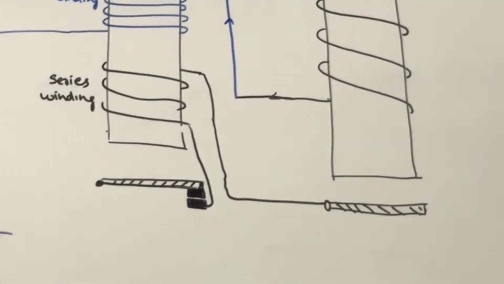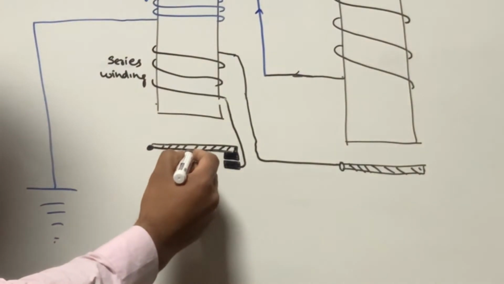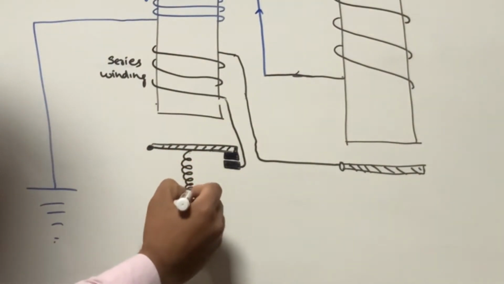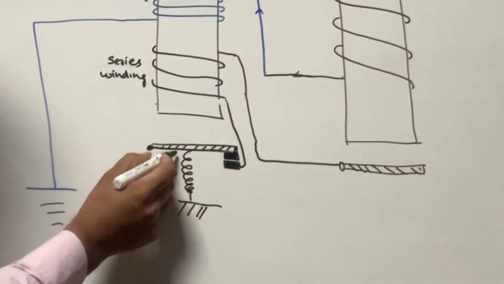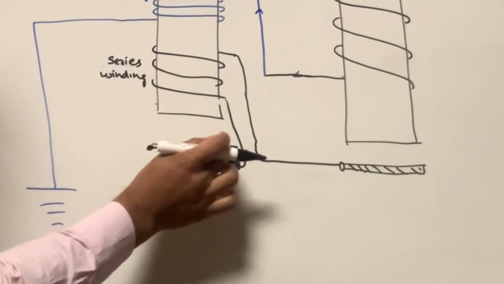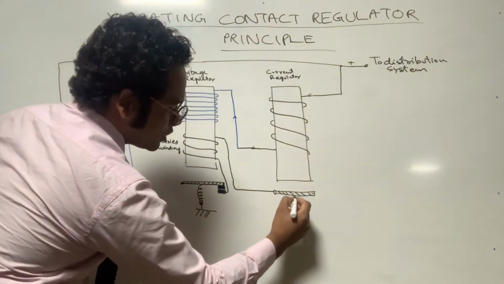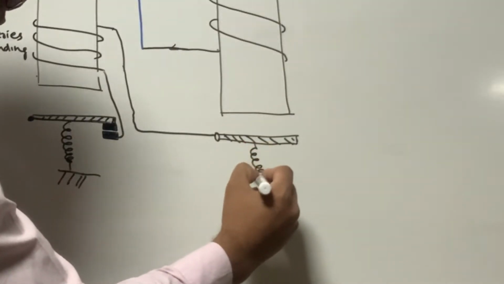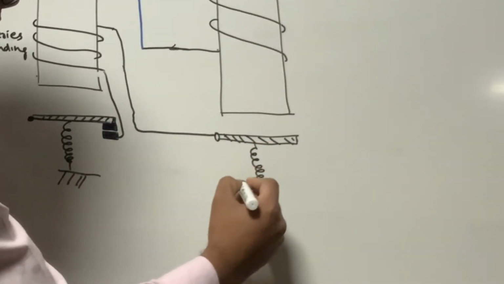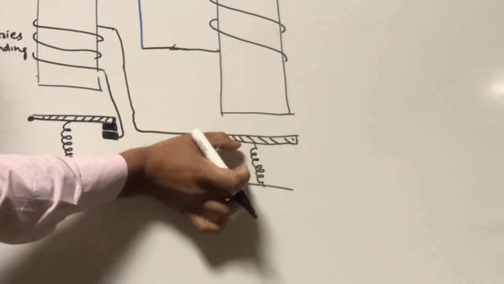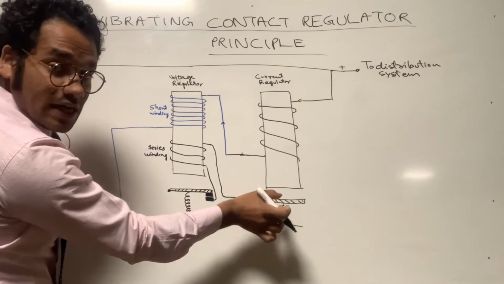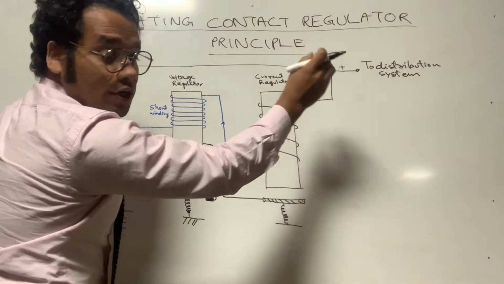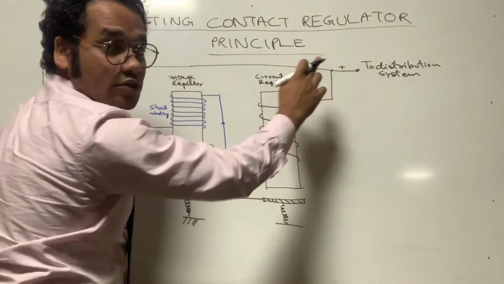Okay, this armature, by means of spring tension, is connected to a mounting. So this is a mounting, and this is a spring to which the armature is connected. Here also there is a spring on this side. Okay, the tension of this spring, how much will it be friends? The tension of this spring is adjusted according to a predetermined value of the output voltage of the generator.